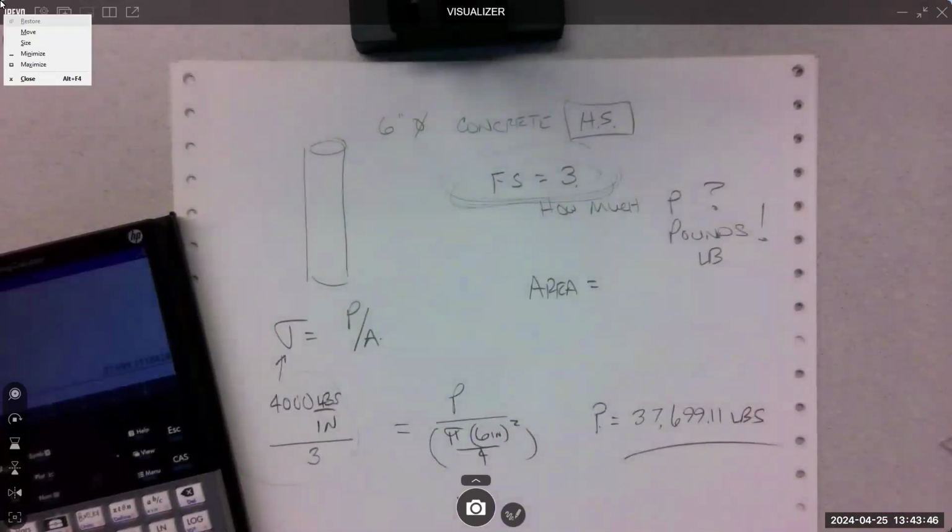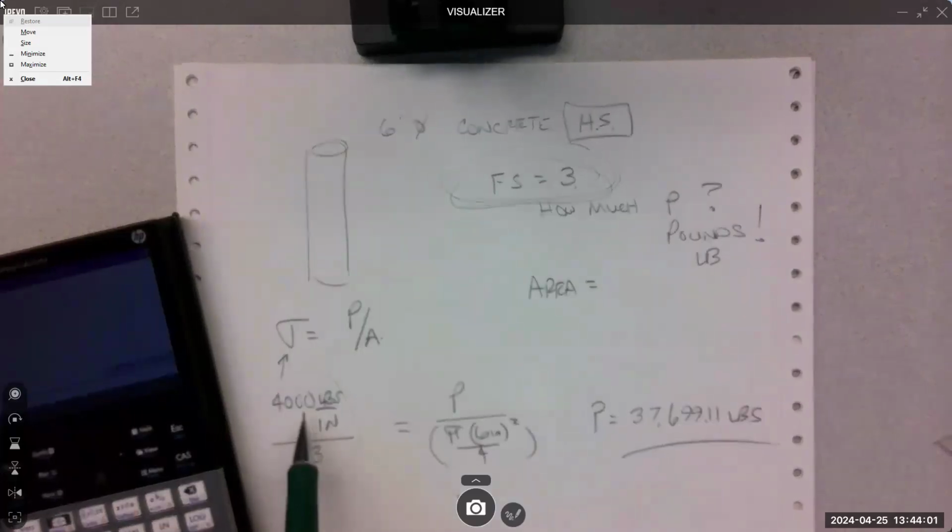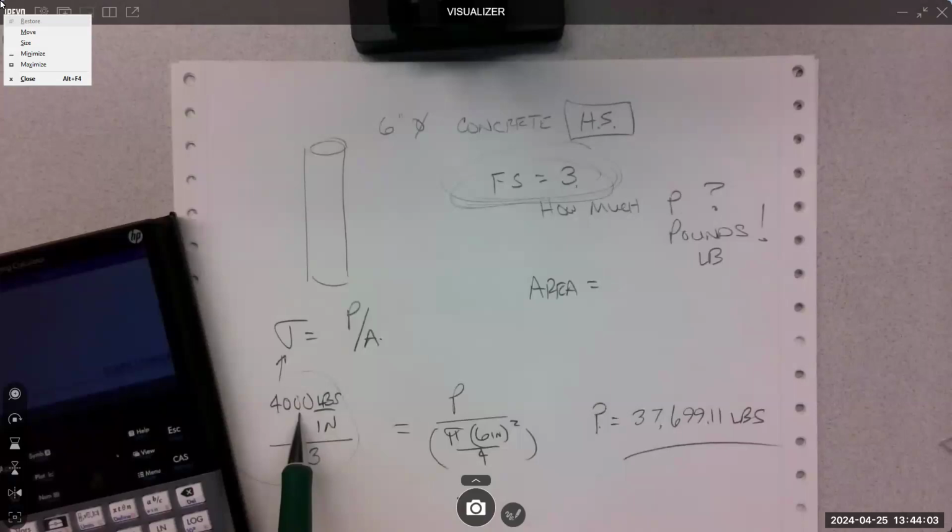You guys get that? That's a lot, folks. It's like, I don't know, 15 of your cars. What's the ultimate strength? The ultimate? So we used this stress, and that's the ultimate stress, because that's the only thing we're given for concrete. That's why we used it.